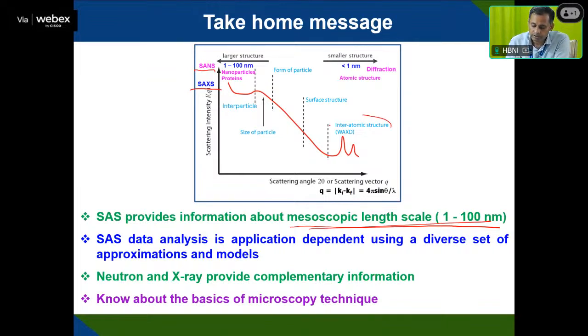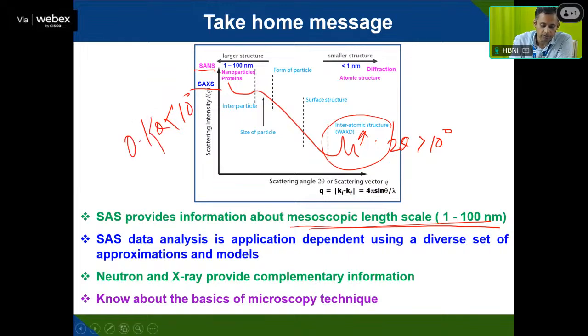If you see this region here, wide angle X-ray diffraction gives interatomic structures. Here the wave vector Q is quite large, so theta is greater than 10 degrees. But if you see small angle scattering, here theta is less than 10 degrees, so 0.1 to 10 degrees in that case.